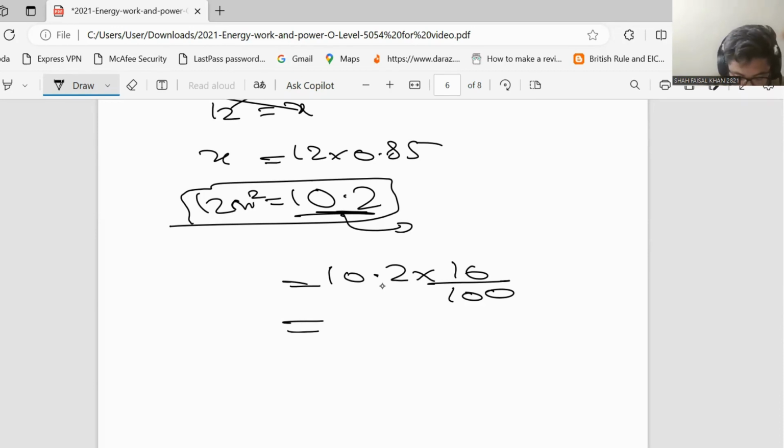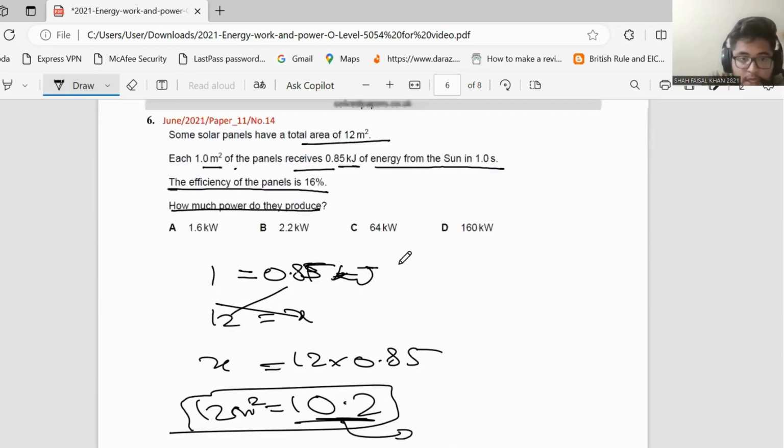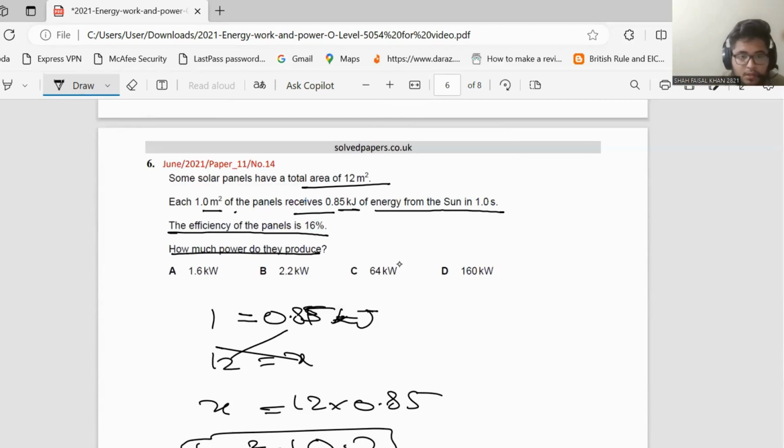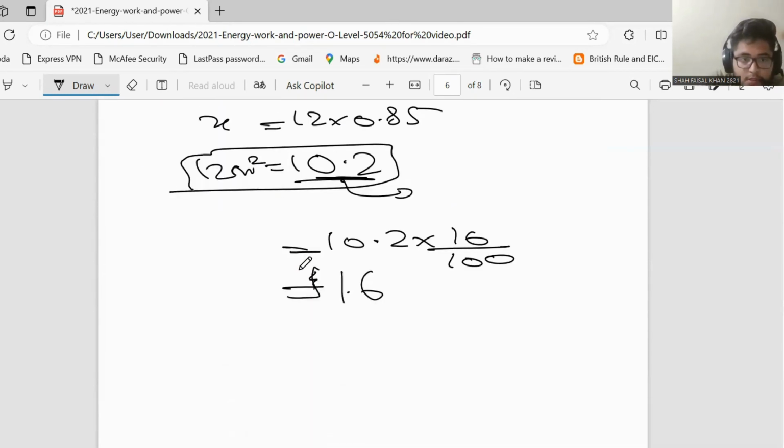So 10.2 times 16 upon 100, the answer is 1.6. Let's check it. Yes, it's here, 1.6 kilowatt. So the sixth answer is A.